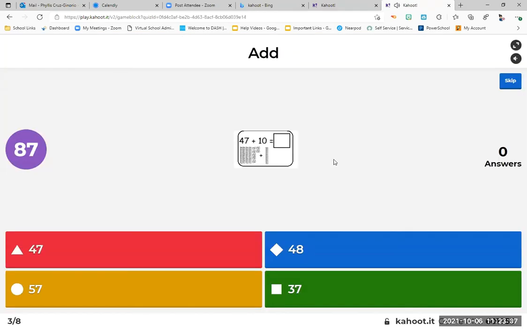47 plus 1 more 10. See, I used to have 4 10s, and I'm going to add 1 more. If you're just joining us, we only have a few questions left, and the game number for Kahoot is 601753.